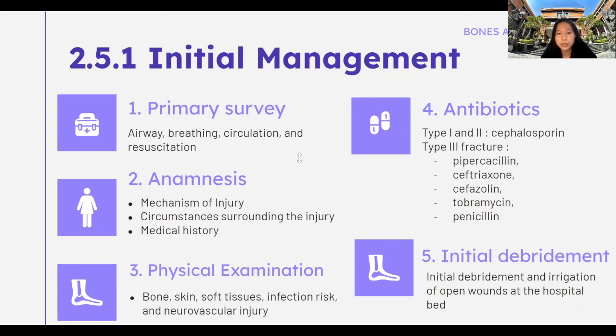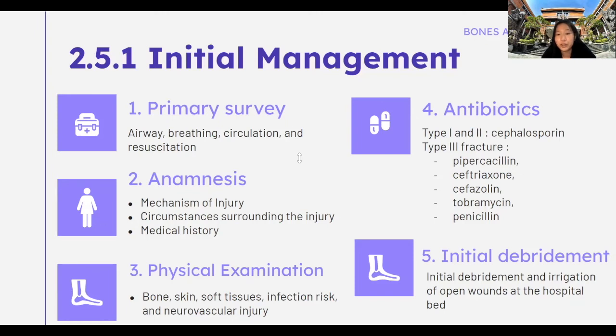Number three is physical examination. This can be done from head to toe, including the precise examination of the injury, including the bone, skin, soft tissue, infection rates of the injury, and neurovascular injury. Next is administration of antibiotics and tetanus prophylaxis. It's determined by the classification of open fracture. Type 1 and type 2 fractures have the risk of gram-positive infection, so cephalosporin is recommended to be prescribed. And then the type 3 fractures commonly have the high risk of contamination with gram-negative bacteria and anaerobic bacteria due to soil-contaminated injury.